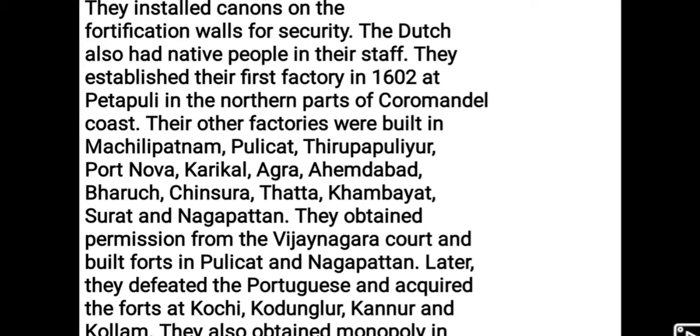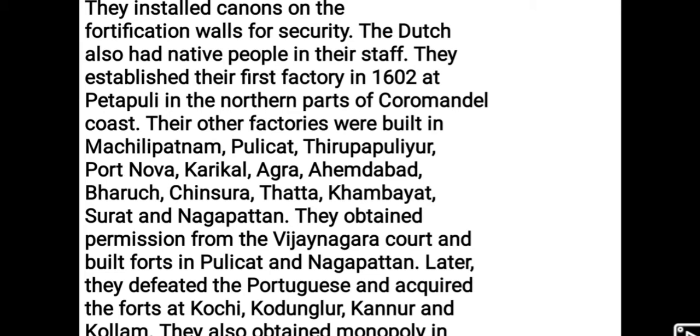They established their first factory in the year 1602 at Petapuli in the northern parts of Coromandel. Coromandel Coast means today's Tamil Nadu. Their other factories were built in Machilipatnam, Pulikat, Tripalier, Port Noah, Karikal, Agra, Ahmedabad, Bharuch, Chinsura, Tatta, Kambat, Surat, and Nagapatnam. Nagapatnam is also in Tamil Nadu.